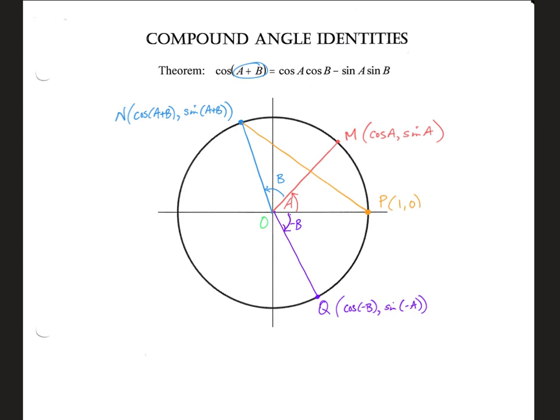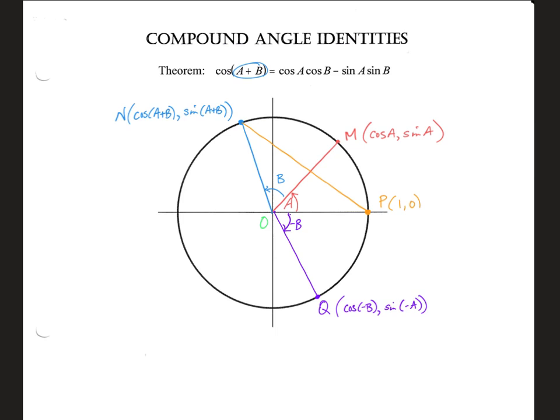And more importantly, what is the angle inside that triangle? We have an angle of A plus B. And if we look back up into our proof, we have to prove something about an angle with A plus B. So what I just did was I created a triangle that contains the angle I need. Well, if I go and do the same thing, I create another triangle. And now I'm going to connect point M with point Q.